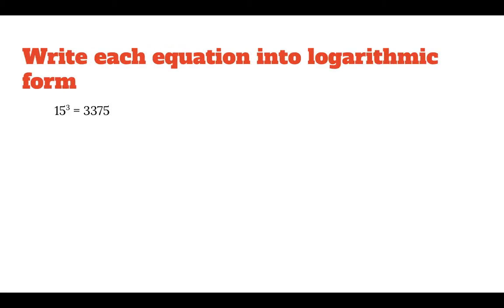Now let's convert some examples here. We're going to rewrite 15 to the third power equals 3,375 into logarithmic form. If I follow the arrows that I had on the previous slide, I'm going to drop the base, have log base 15. The answer, 3,375, is now going to come over to the log side. And the exponent of 3 is what it's going to be equal to. So log base 15 of 3,375 is equal to 3.